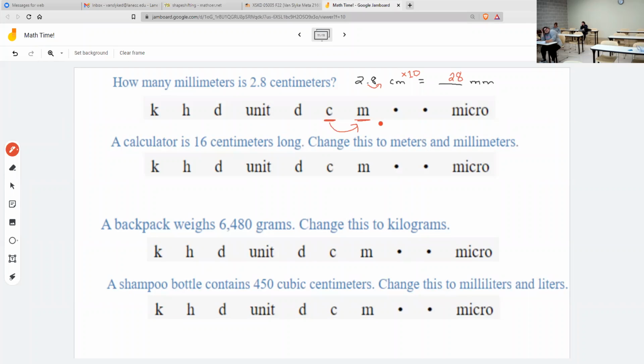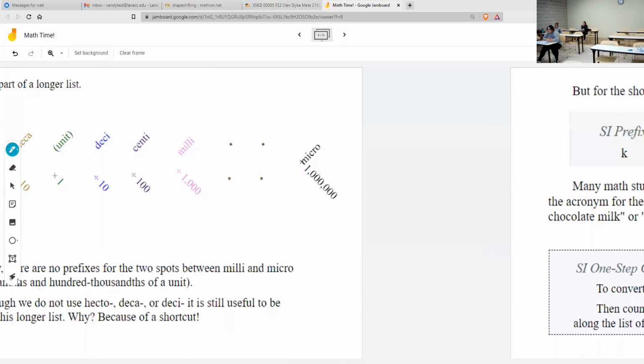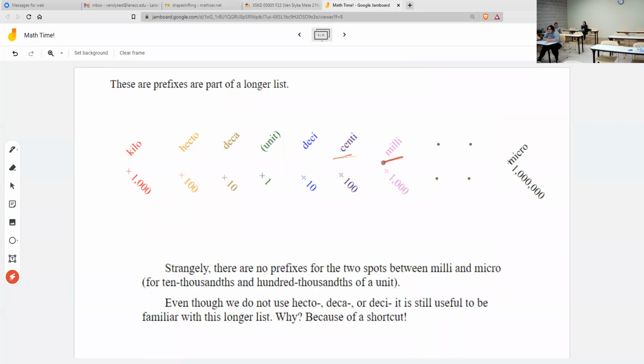A calculator is 16 centimeters long, so we're starting with centi. We want to change this into meters. So that would be the plain unit, meters. And we want to change it into millimeters. So milli is that one. Everyone okay so far? If it helps, go back a screen or two and remember that this one is centi and this one is milli.